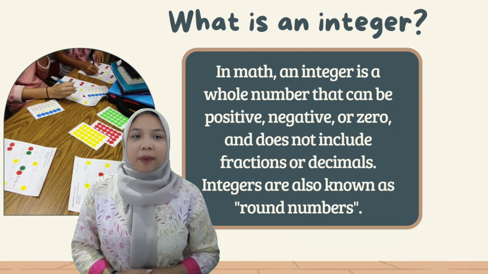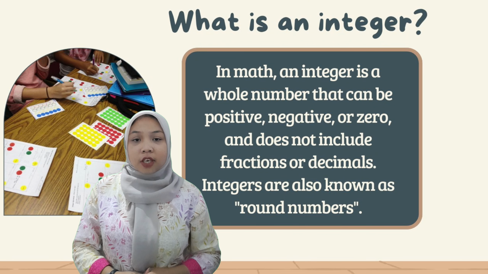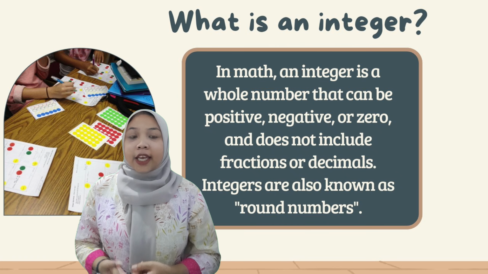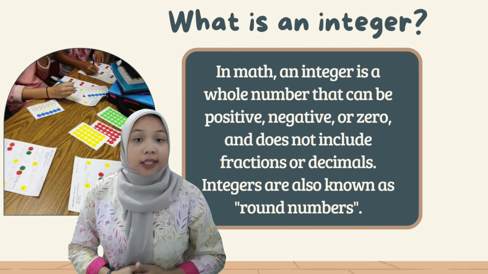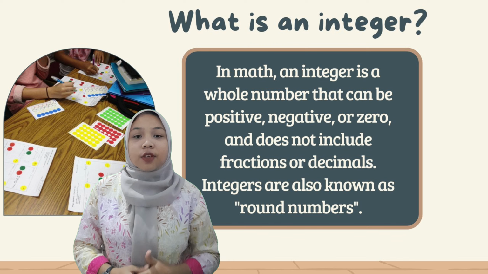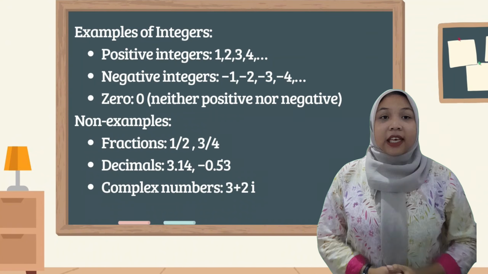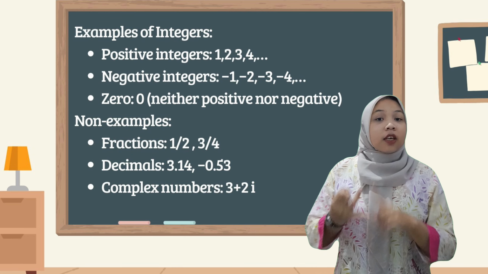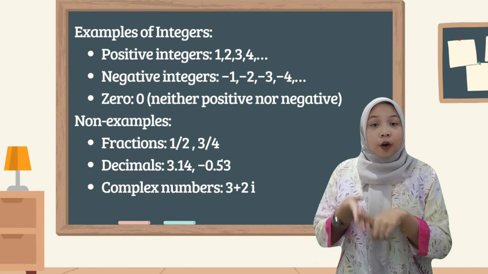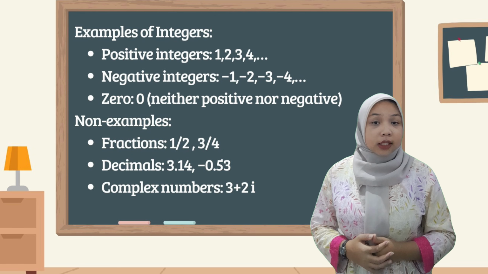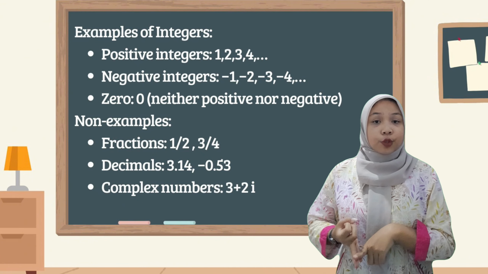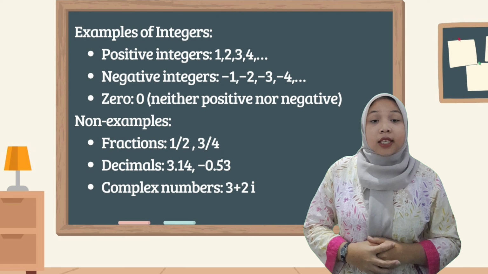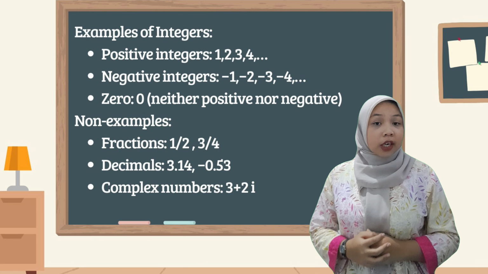Yes. In math, an integer is a whole number that can be positive, negative, or zero and does not include fractions or decimals. Integers are also known as round numbers. Examples of integers: positive integers 1, 2, 3, 4, and so on. Negative integers: negative 1, negative 2, negative 3, negative 4, and so on. And 0 is neither positive nor negative.